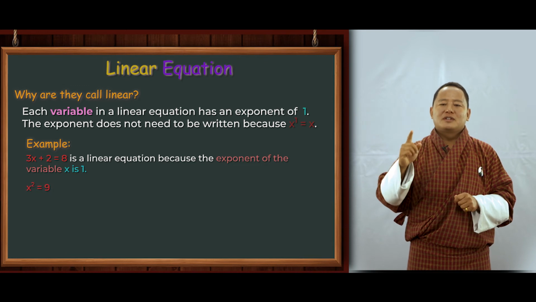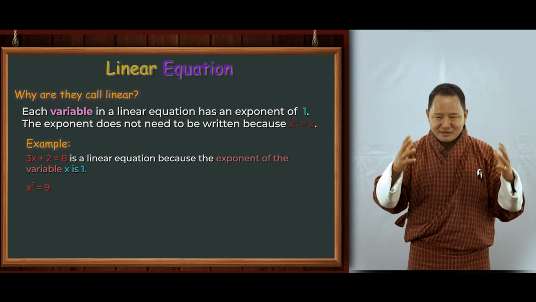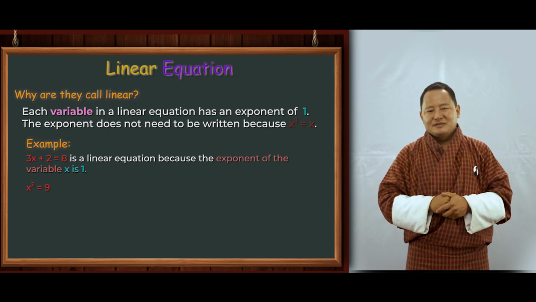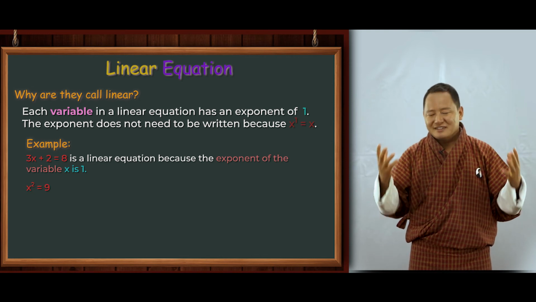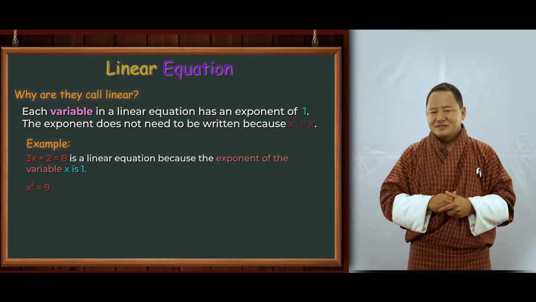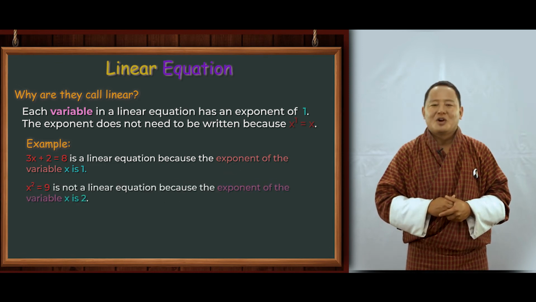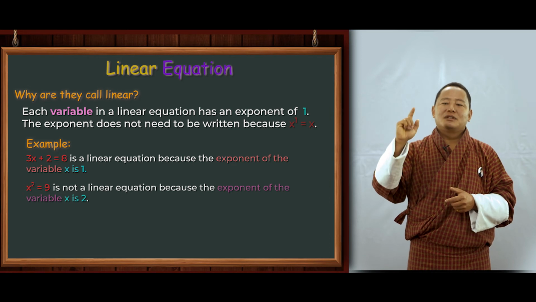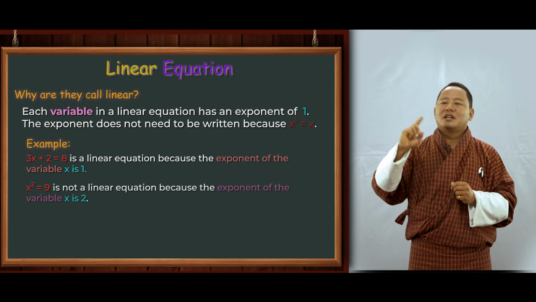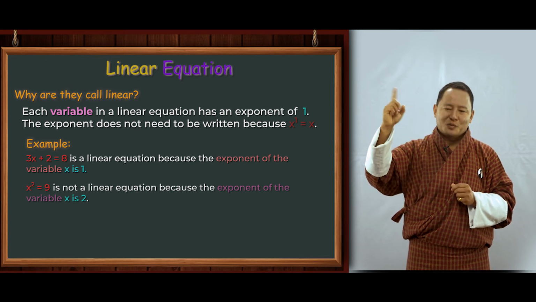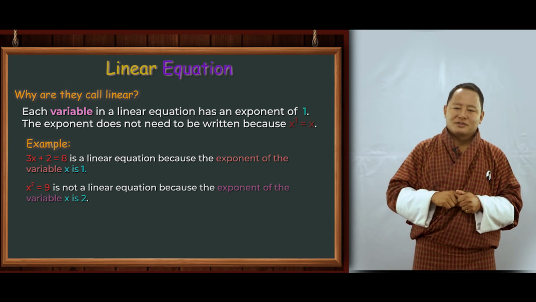Okay, let's look at another example. x squared equals 9. Is it a linear equation? Can I first think? Think about the definition of linear equation and then try to say whether it is linear or not. Obviously, this is not a linear equation because variable x is being raised to power 2. To be called a linear equation, the exponent should not be more than 1. So this is a non-example of linear equation.